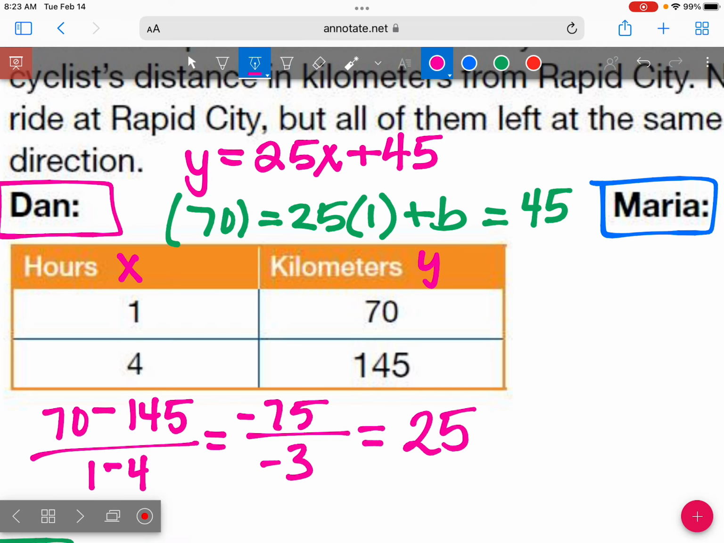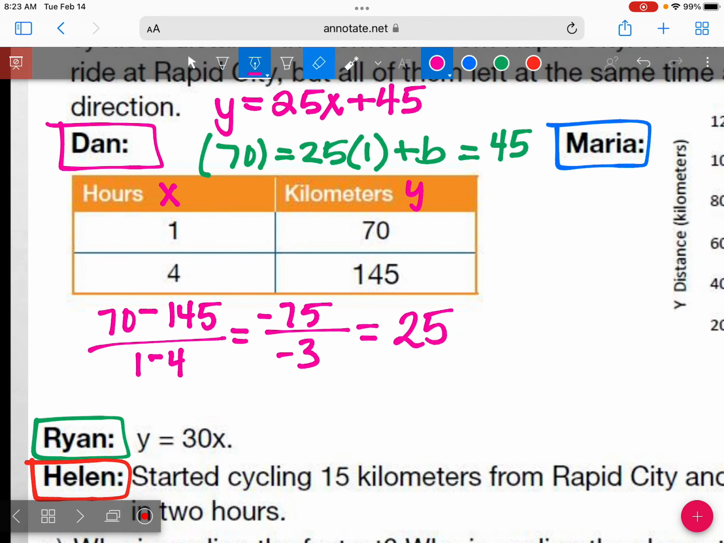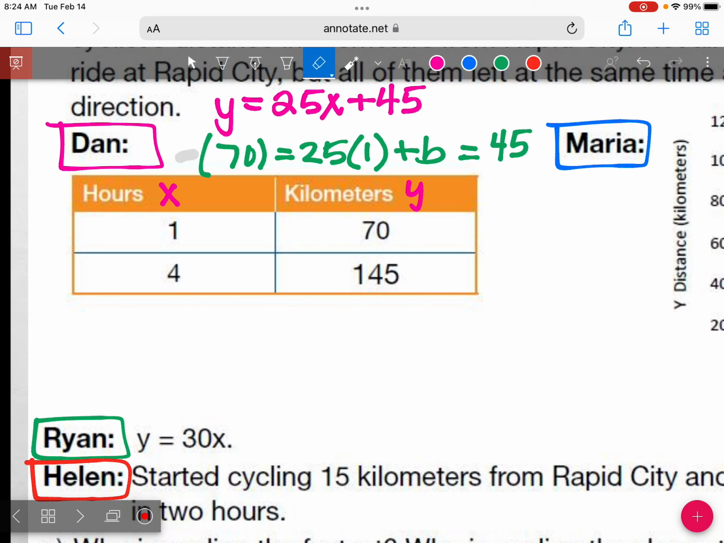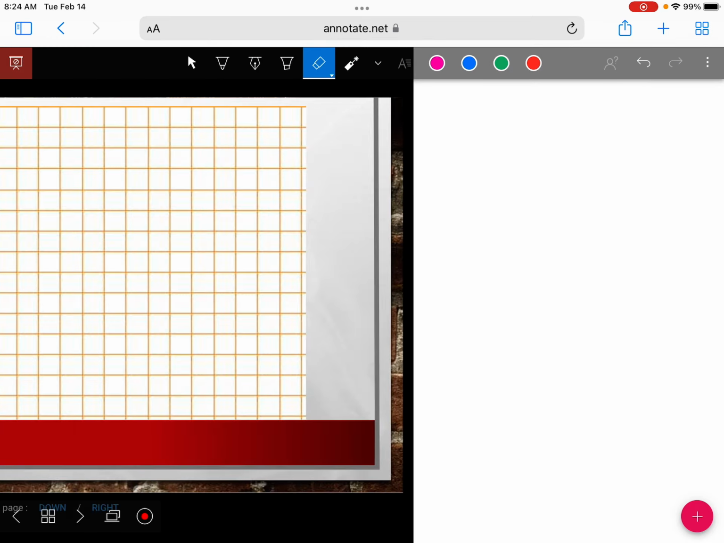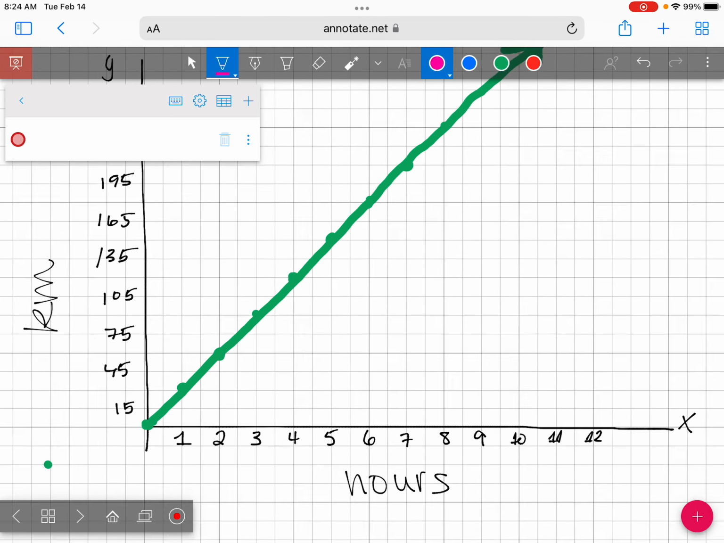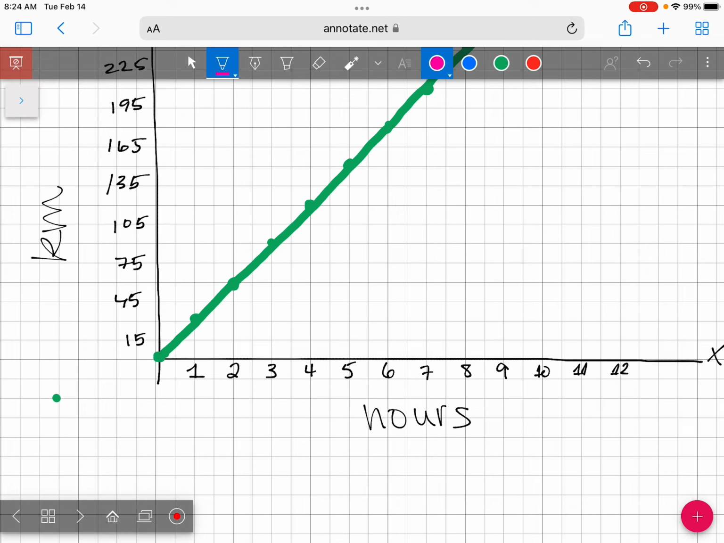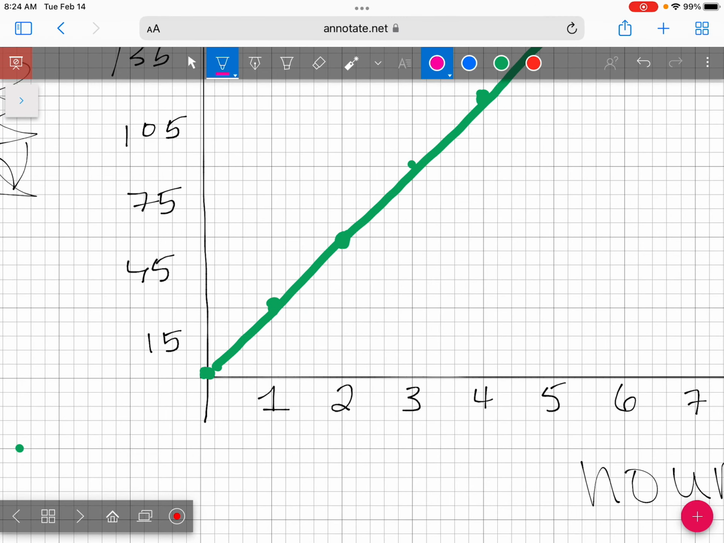Everyone go with this? Yeah? Okay, cool. I'm gonna erase this work down here. So that's his equation, y equals 25x plus 45. So now we can go to the graph and plot y equals 25x plus 45.